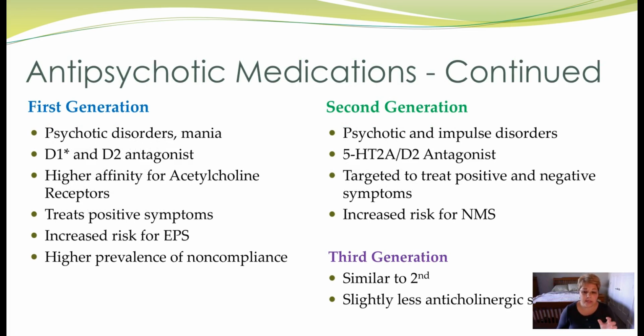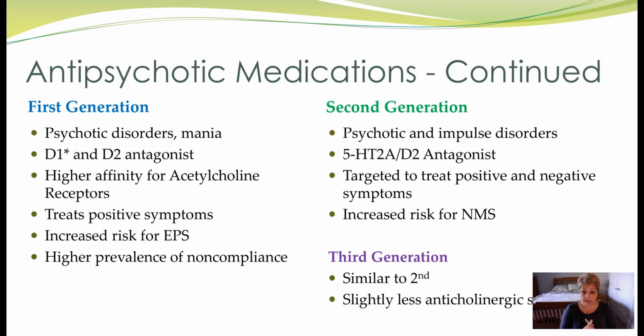So as a breakdown of just understanding these first, second, and third generations, your first generation were specifically for psychotic disorders. We talked about dopamine, D1 and D2 being dopamine receptors, and the first generation has a high affinity for acetylcholine receptors. So if you remember, I was just speaking about those side effects of acetylcholine that are very common in this first generation of drugs. They were meant for positive symptoms, and this group of medications has a higher risk for extrapyramidal side effects, which we'll talk about in a few moments. It also has a higher prevalence of non-compliance, and the non-compliance is very often due to the risky side effects and how it makes people feel.